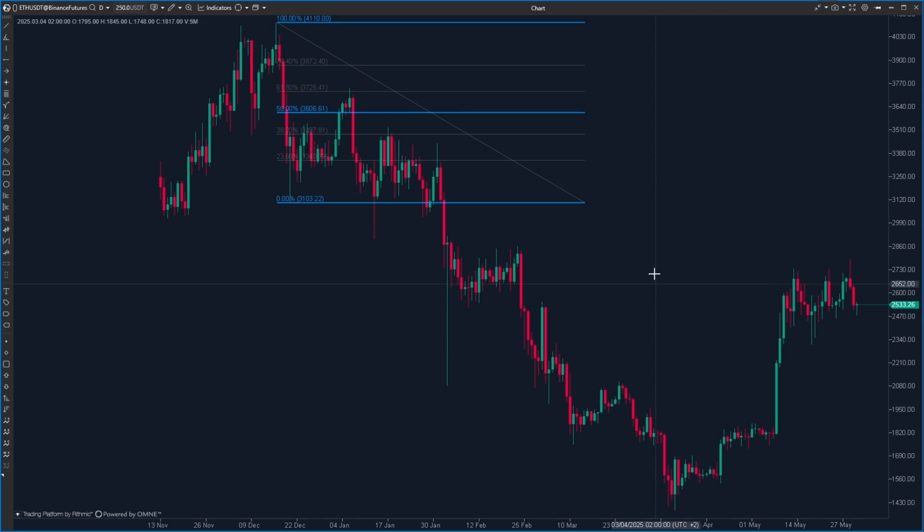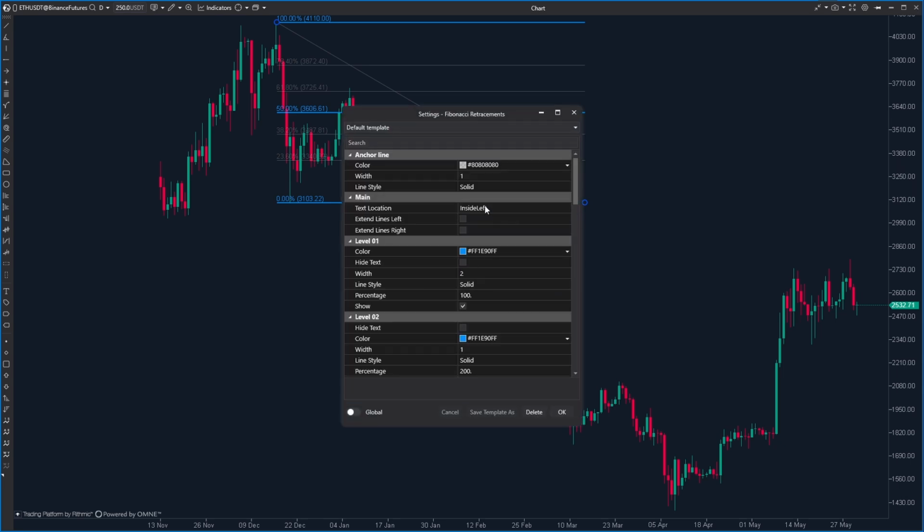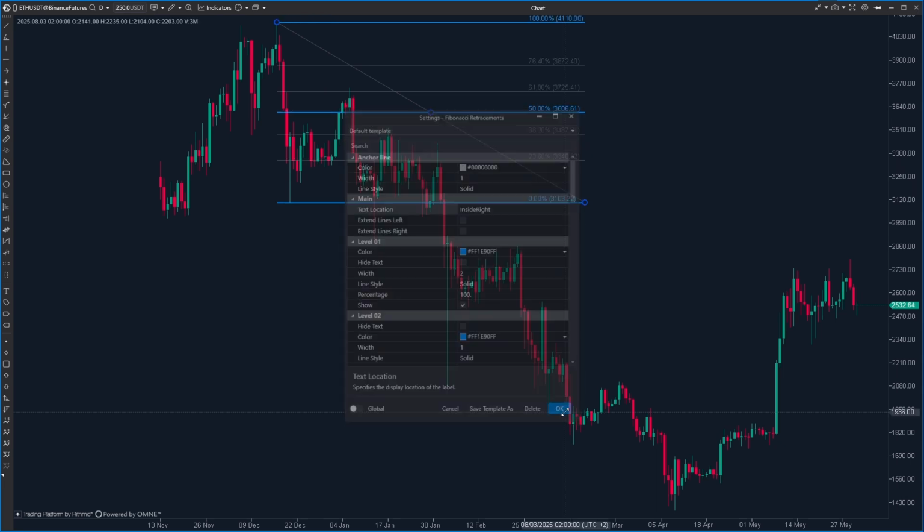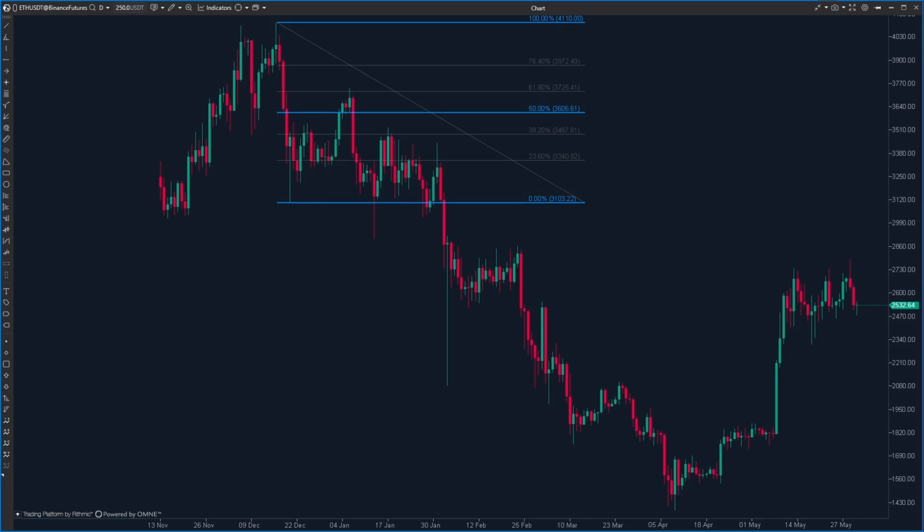Again, I will adjust the settings so that the percentage labels appear on the right side rather than on the left for better visibility. You can clearly see that the reaction to the 61.8% level was absolutely accurate and reliable.